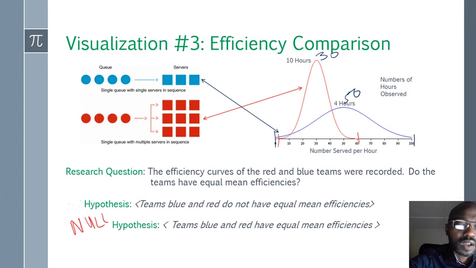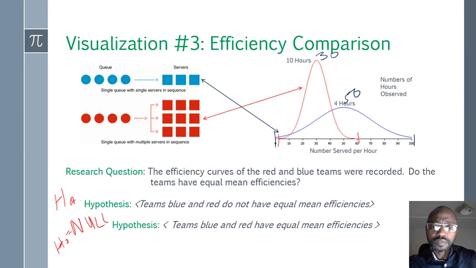And this will be our, shall we say, HA, our alternate hypothesis, while this is H0, which is equal to a null hypothesis. So if we revisit this conversation again, we say teams blue and red have equal mean efficiencies. We know that's not the case. And we know that if it is tested, we have 30 for team red and 50 for team blue. On that basis, the hypothesis that will be correct would be the alternate one, which is teams blue and red do not have equal mean efficiencies.